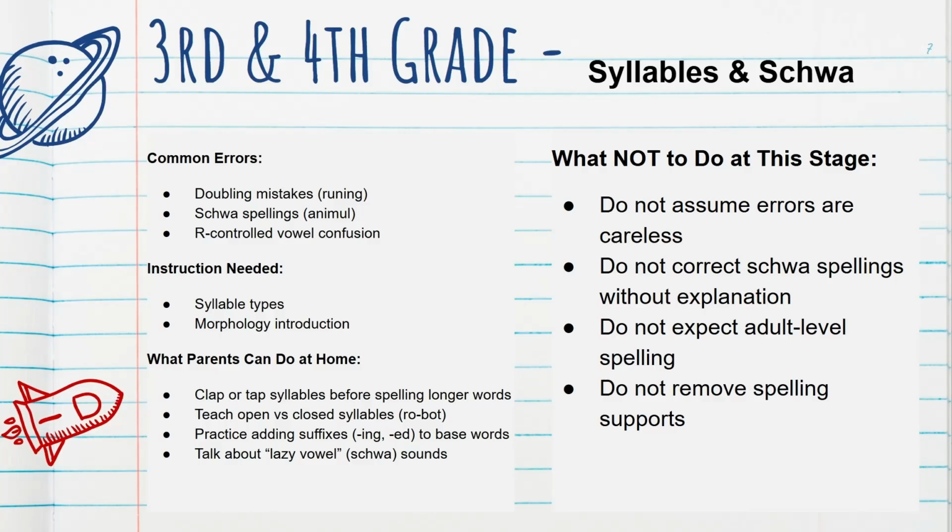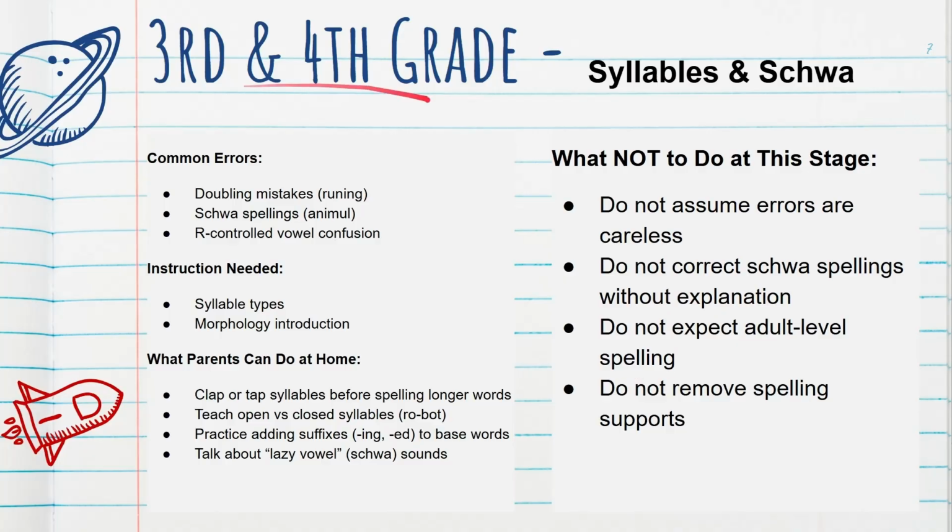Do not assume that errors are careless. It's data, it's information, it's where you can learn what they are doing or what they're missing in their instruction. And do not always correct schwa spellings without explanation. You want to understand what that vowel issue is. And then do not expect adult level spelling at this stage.